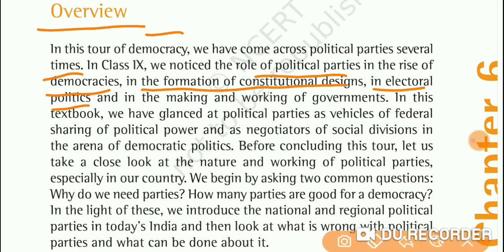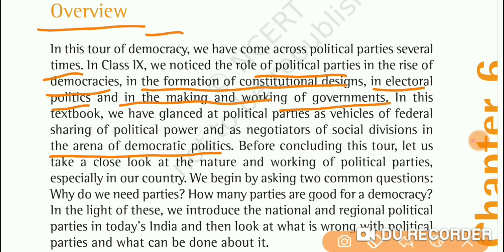And also we have discussed the role of political parties in the making and working of governments, the important roles played by political parties in the making and functioning of government, how political parties form the government and how government functions. That has already been discussed. In this textbook we have glanced at political parties as vehicles of federal sharing of power and as negotiators of social divisions in the arena of democratic politics.